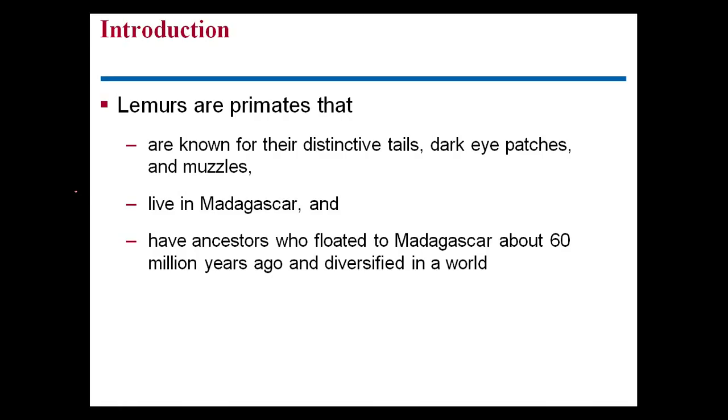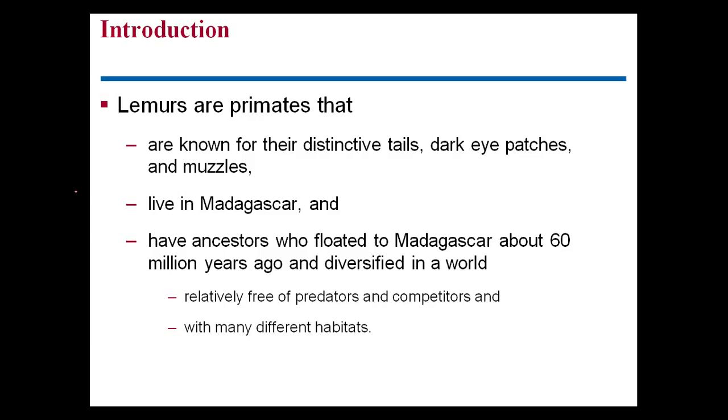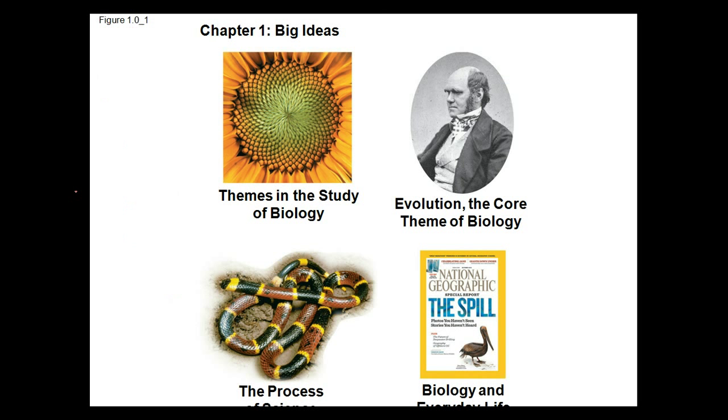So, what is it about them that made them so successful? So kind of ponder that for a minute. There might be a few factors. Some of those might include that they were relatively free of predators and competitors, and they had a lot of different habitats. So think about that. So how do these relate to the major concepts of biology? How is this a good example? So we'll start with that.